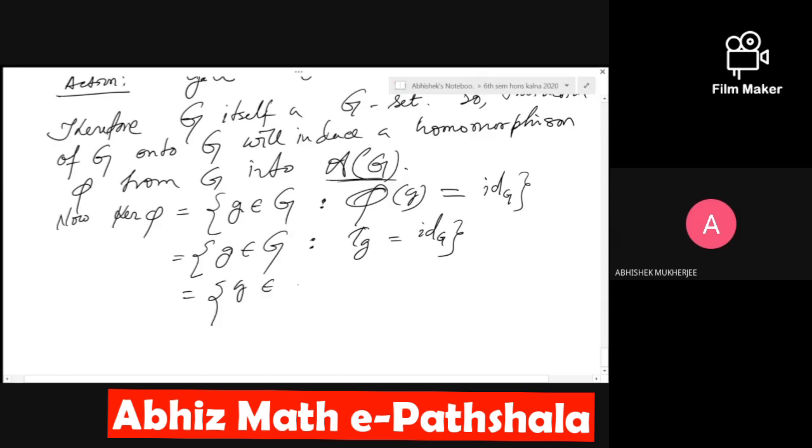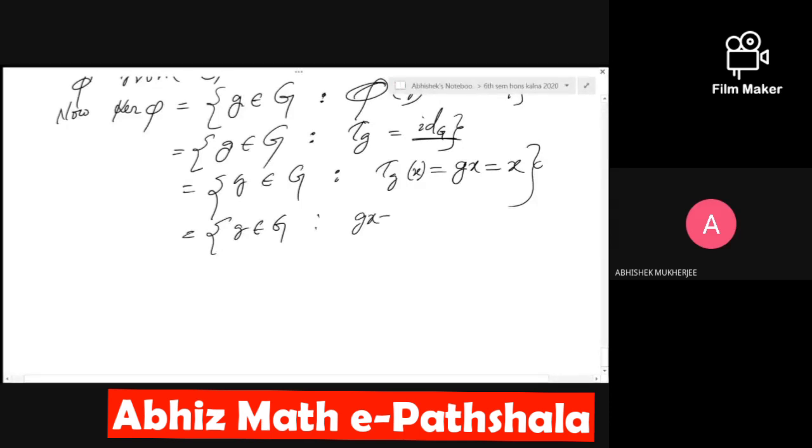That means the set of all g belonging to capital G such that tau g of x equals gx, but since we have considered the identity map, tau g of x goes to x, that is gx equals x, for all x belonging to capital G. Now since g and x both are in the group, we can apply the cancellation law and cancel x from both sides. So we will have g equal to e. That means the kernel will consist of a single element, the identity, and this implies that phi is 1-1.